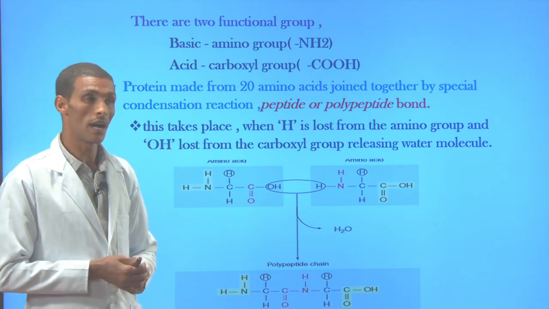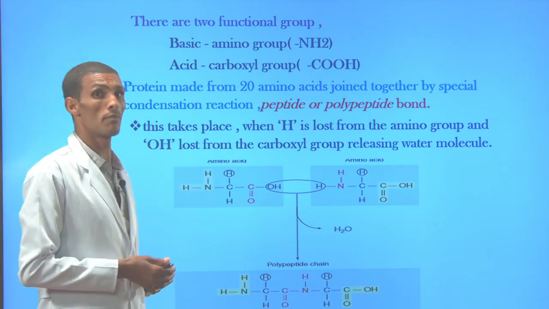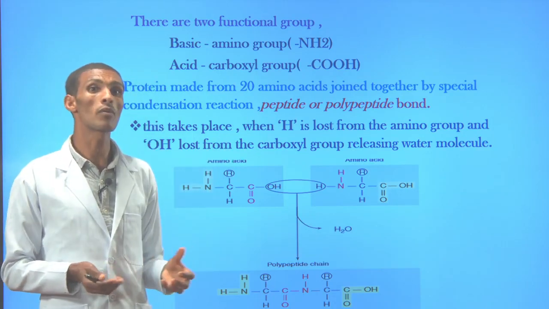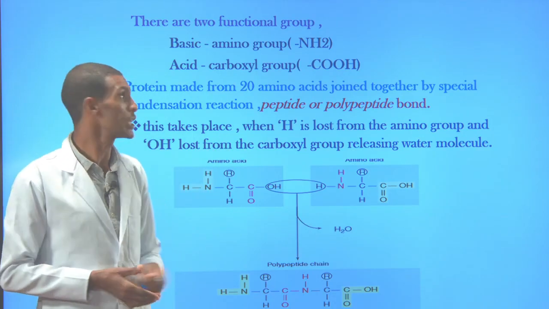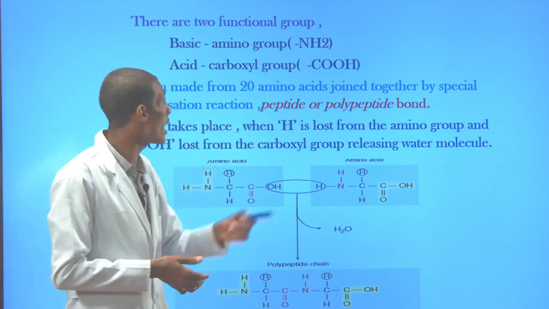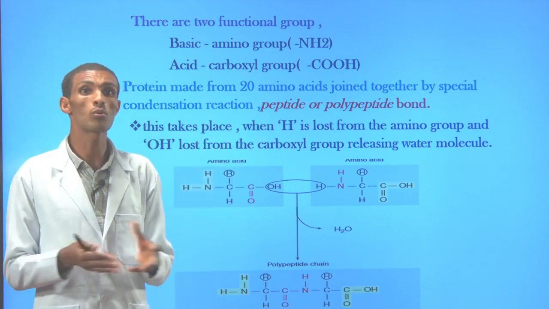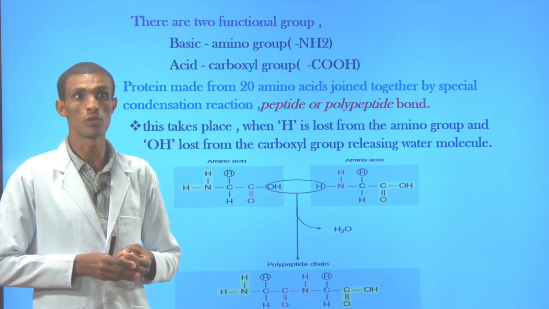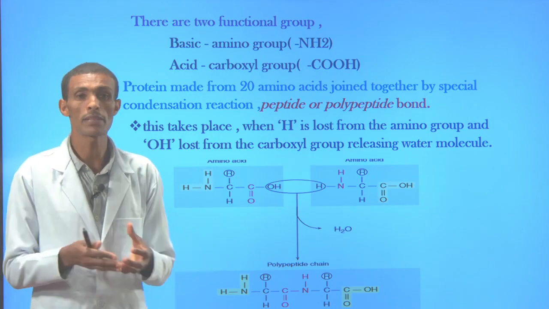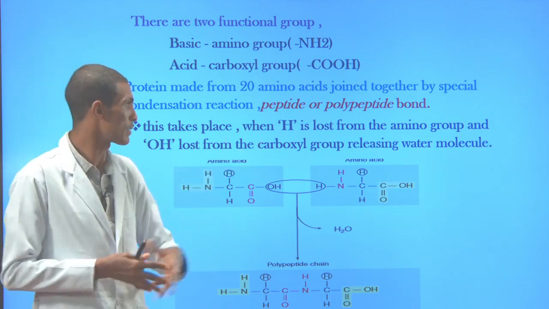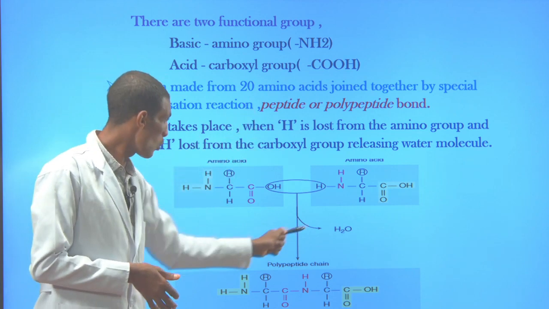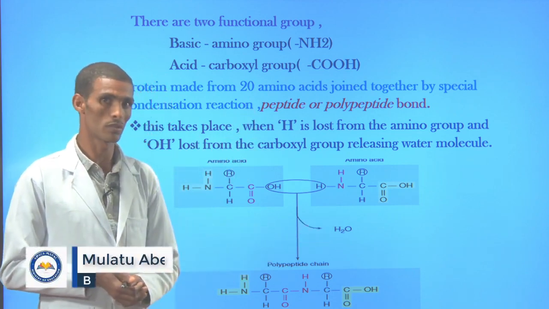Protein, as another macromolecule or polymer, is made from amino acids, a smaller building block. They are joined together by a special condensation reaction called a peptide bond, a peptide bond linkage, to form a protein here. There is water released here. Water is released during the process.